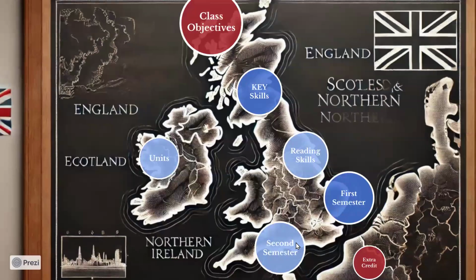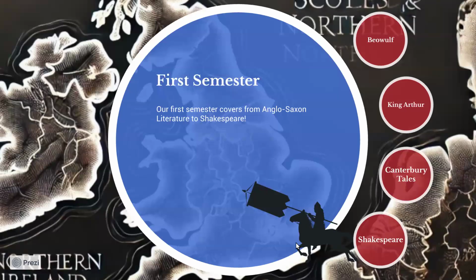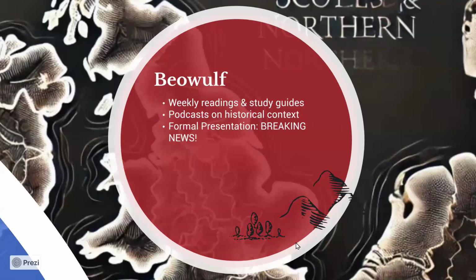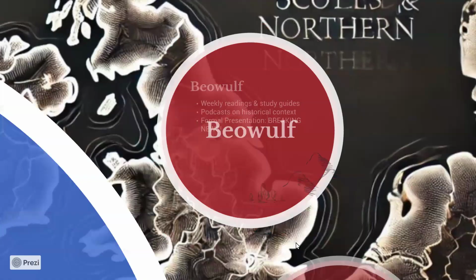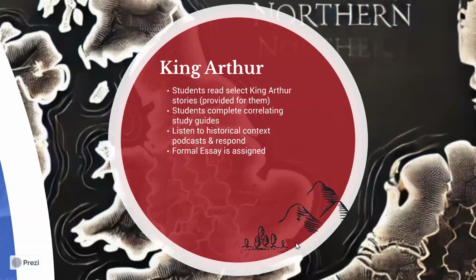And what does the class look like? In our first semester, we're covering everything from Anglo-Saxon Beowulf to Shakespeare. In Beowulf, they'll have weekly readings and study guides, podcasts on historical content, and the formal presentation, Breaking News, which is such a fun project. Next, we read select stories from King Arthur, which I provide. Students complete correlating study guides, listen to historical context podcasts and respond, and the formal essay is assigned.